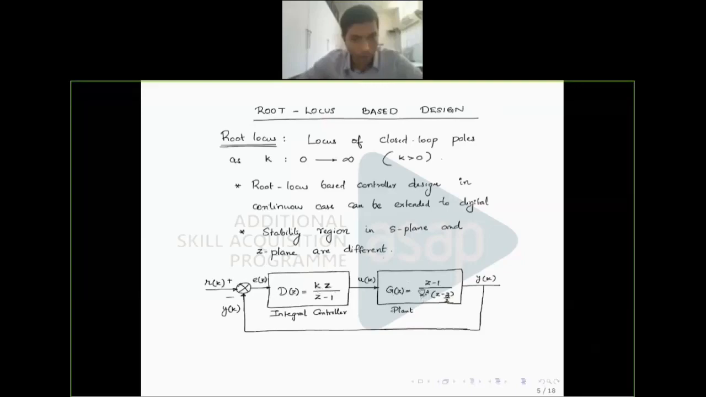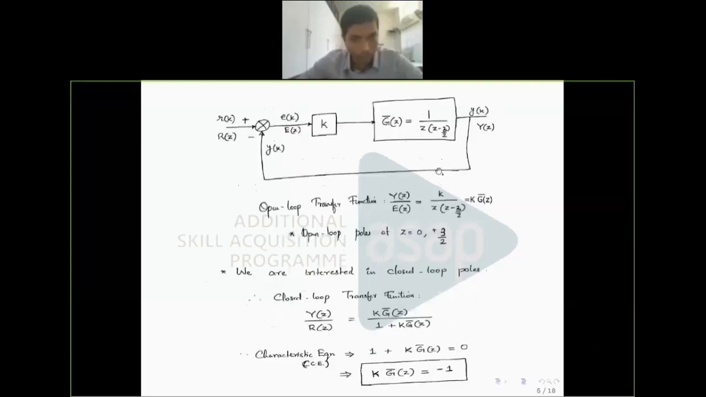The remaining plant will be, what? 1 by z into z minus 3 by 2. So you can incorporate the structure of the controller along with the plant and separate out the gain, which you can vary in the root locus. So what I did here is, hope it is clear.